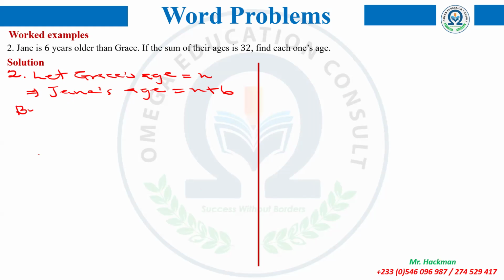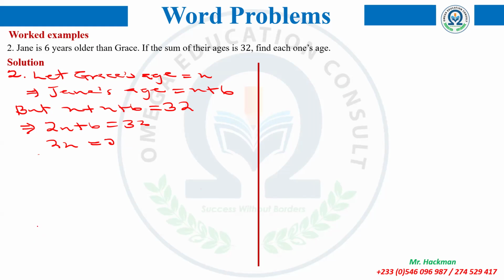I know the ages that I'm supposed to connect. I'm told that the sum of their ages should be 32. So X plus X plus 6, which are their ages, if I sum, I should get 32. All correct, my professors? Yes. Very good. So 2x plus 6 will be equal to 32. Then 2x should be equal to 32 minus 6.